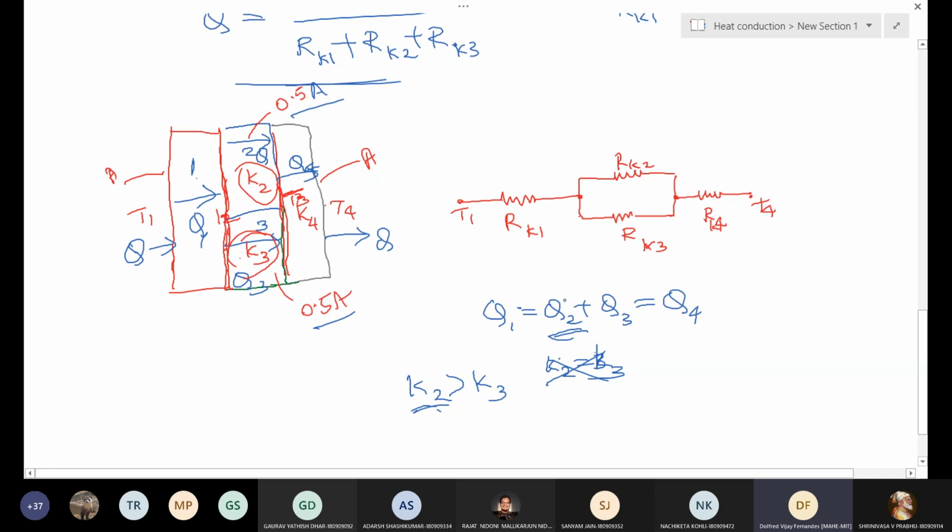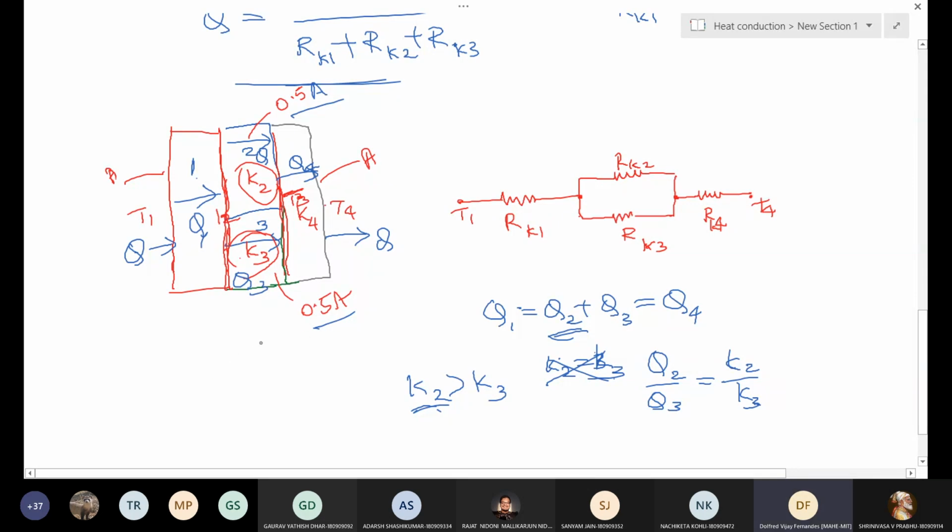And simply the ratio Q2 by Q3 equals K2 by K3. I am just putting these thoughts in your mind because we can design different problems on this. It is very versatile. You should imagine how the problem should be solved.